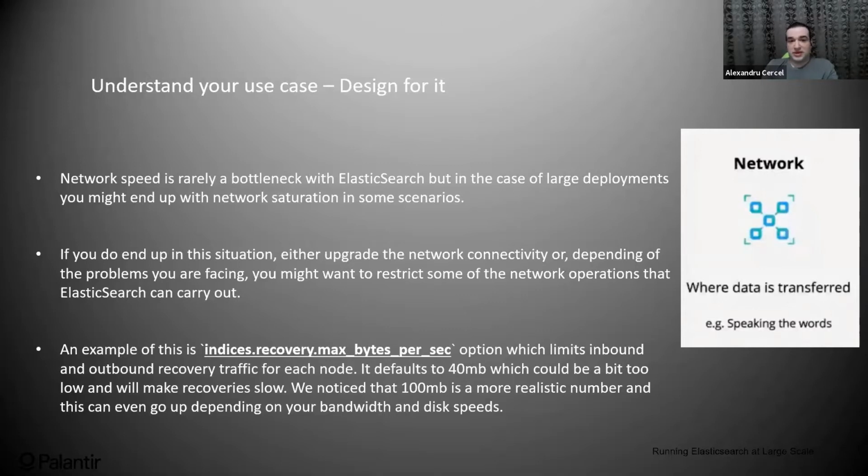So you might end up with network saturation or things like this. And in this case, you might want to make your network faster, or, as we talked earlier about the storage, you might want to limit some of the operations that are happening. As an example, you can set the indices recovery max bytes per second up from the 40 meg or down from the 40 meg, whatever helps you.